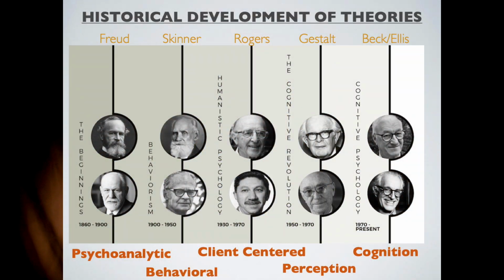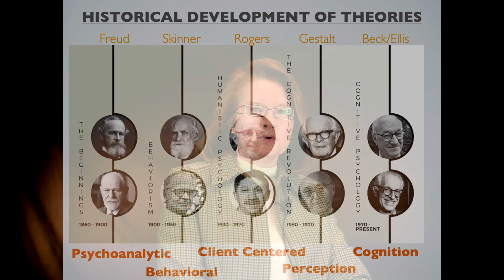Then you had the cognition revolution, where you had Gestalt. And Gestalt said, well, you have to accept the self. That's the issue, is we've got to look at the self and get in touch with the self. And then finally, which is where cognitive behavioral rests, is in the cognition school of psychology, where you had Beck and Ellis, who demonstrated and created theories about thoughts.